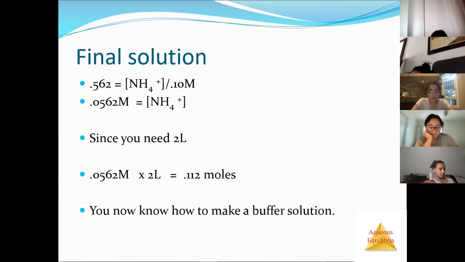But I know what the concentration of my ammonia is. It said in the problem, it was 0.10 molar. So I plug that number into the expression. I get the molarity of my NH4 plus. I need 2 liters of the buffer, so I multiply my concentration by the volume. This gives me the moles of NH4 I need to add.